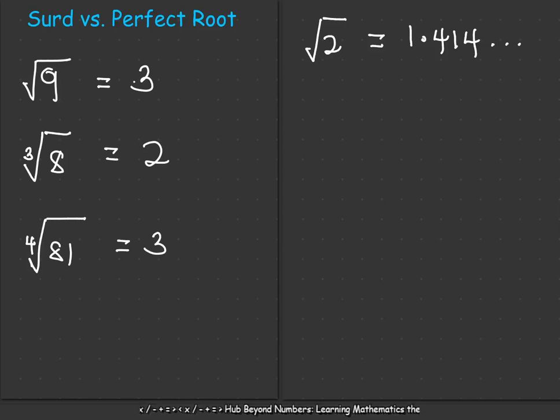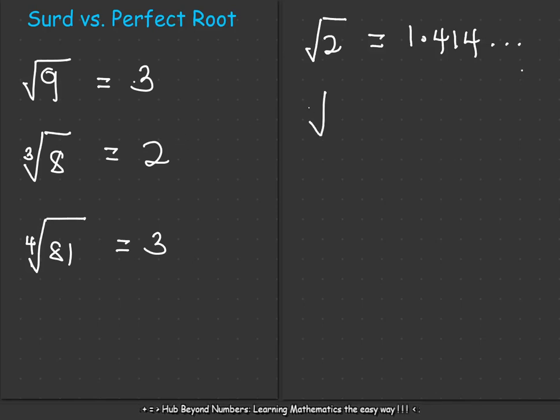It goes on and on and on. That is 1.414213562, and then it goes on. That number is not a rational number. We say irrational numbers are those that cannot be written as fractions. Its value does not terminate, and it is a non-repeating decimal.